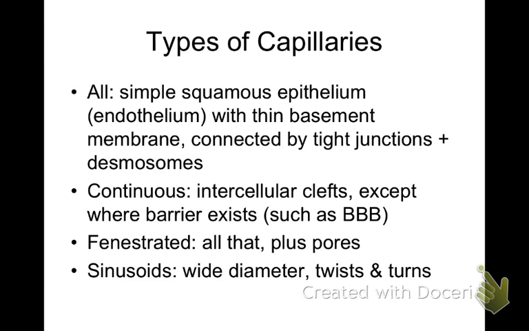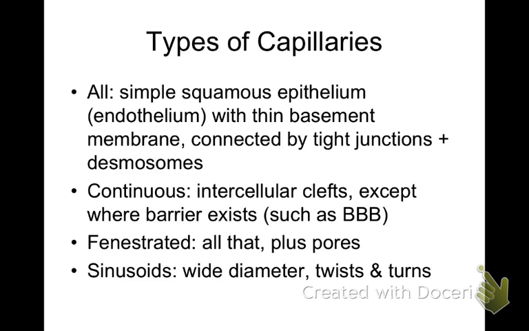Our three types of capillaries are called continuous capillaries, fenestrated capillaries, and sinusoids. Continuous capillaries are just what they sound like. It's just a typical capillary where the lumen of the capillary is continuously lined with these endothelial cells. But in most continuous capillaries, there are gaps between the cells. We call these gaps intercellular clefts, and that's just where there aren't tight junctions. So fluid can, in fact, leak out of the capillary and into the tissue spaces.